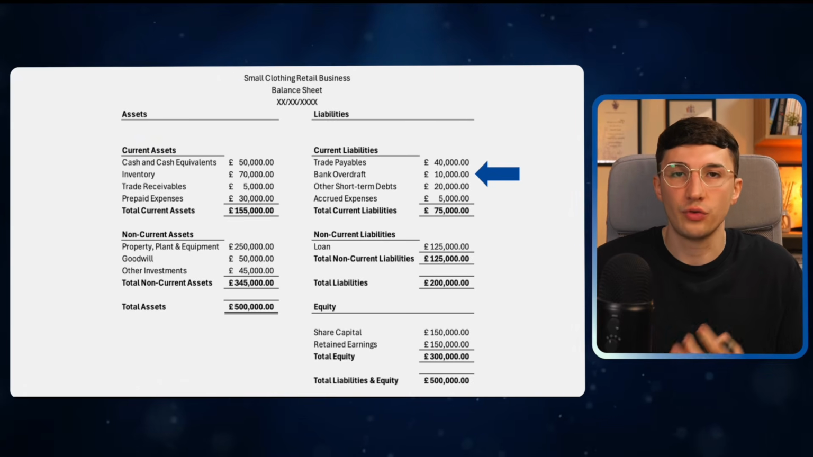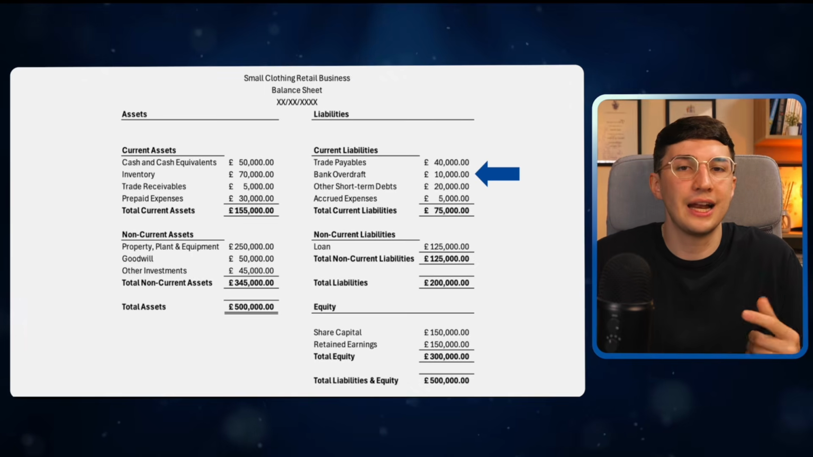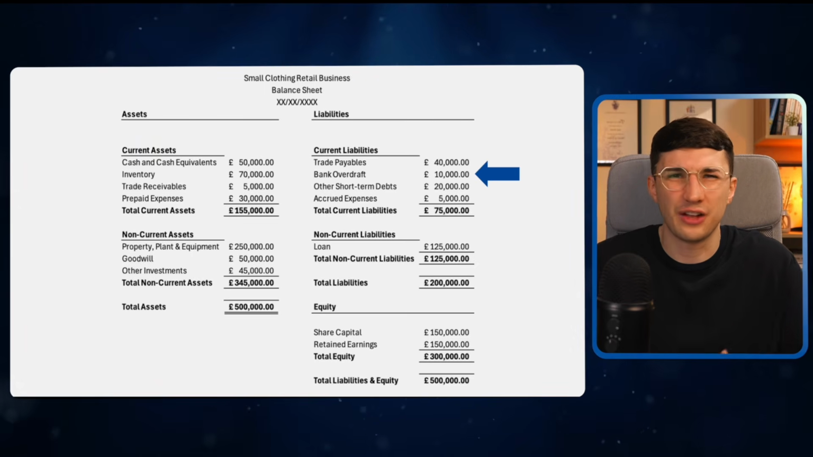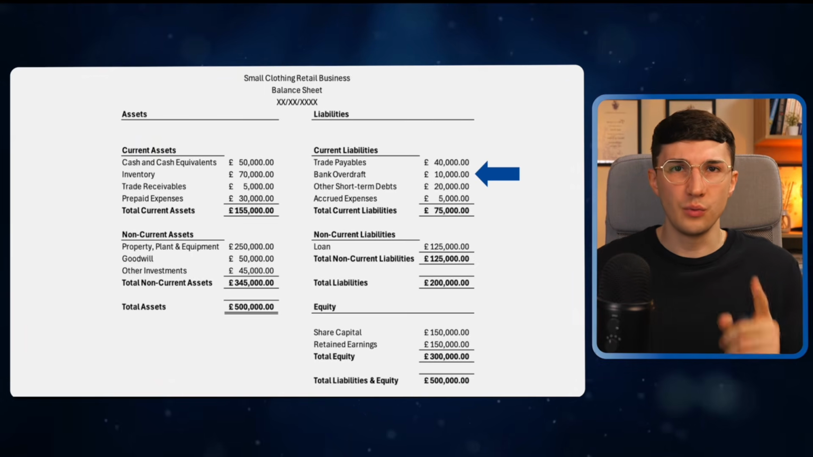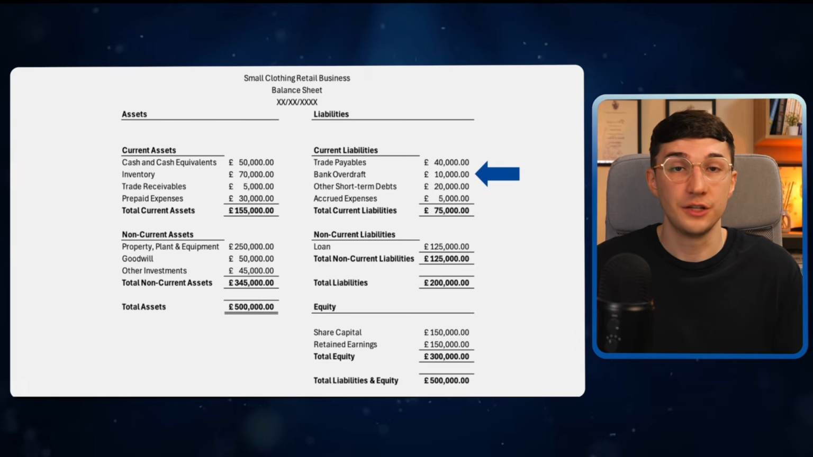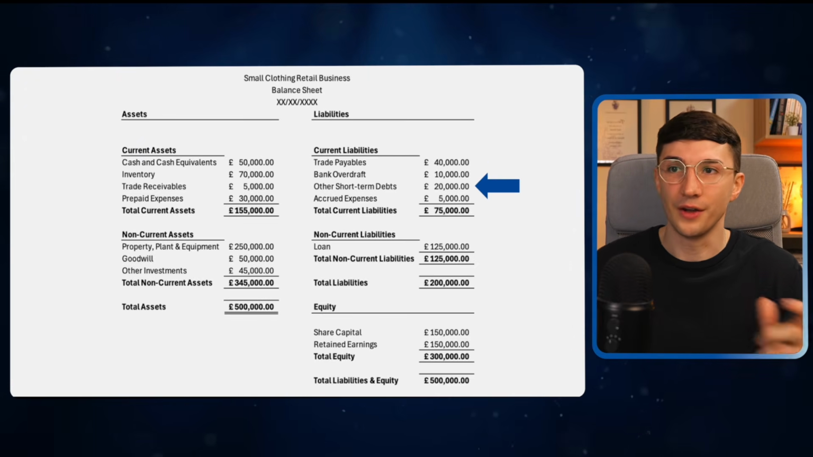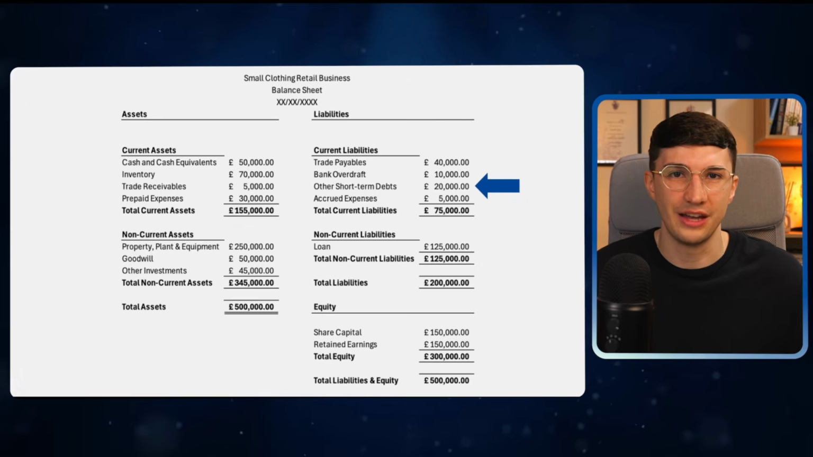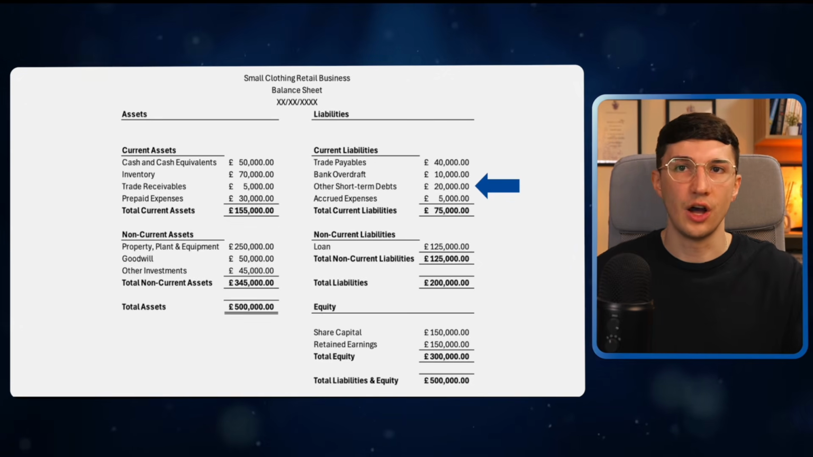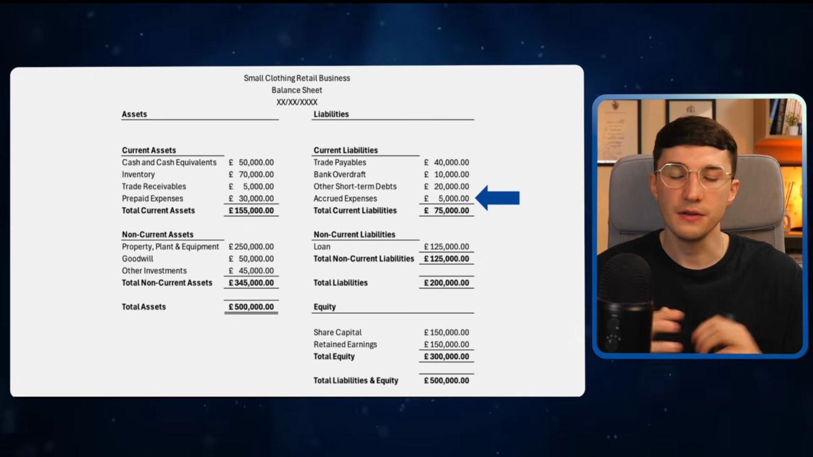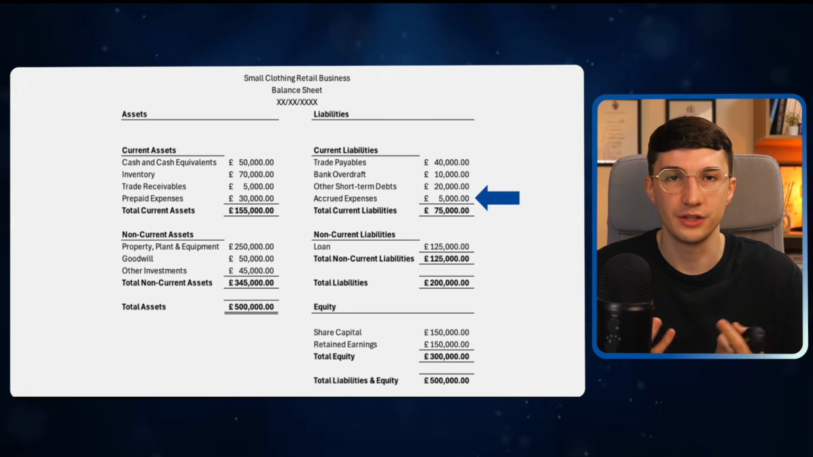Now these are just your short-term borrowing facilities. Essentially, it allows you to spend more money than you actually have in your bank account. And the reason why we want to pay these in the next 12 months is because the interest rates are very high. Then we've got any other short-term debt, so anything else that we just need to pay within the next 12 months. And then finally, we've got something called accrued expenses.